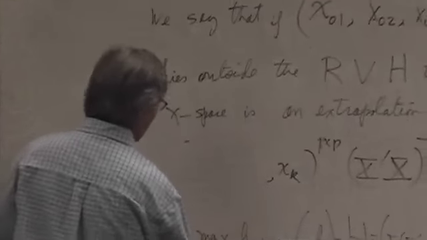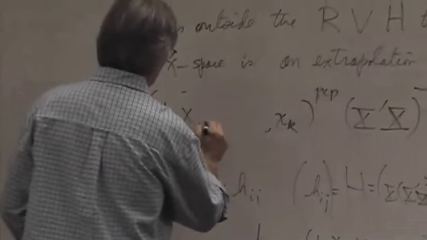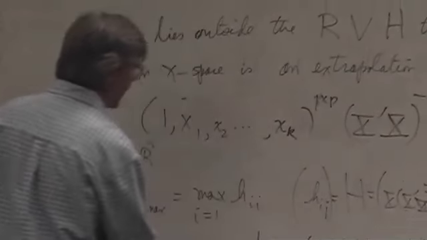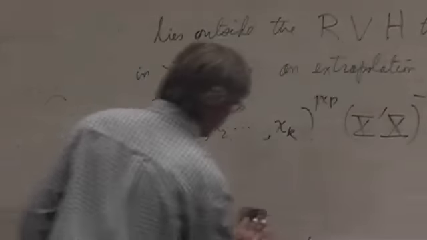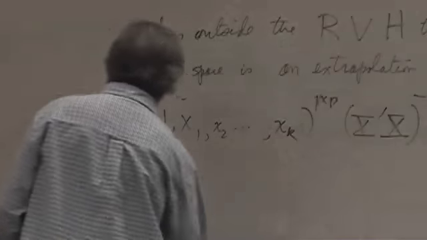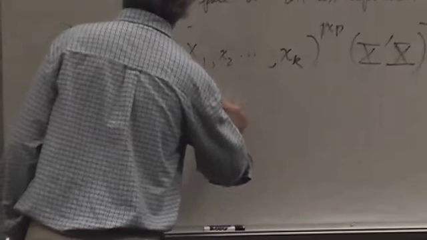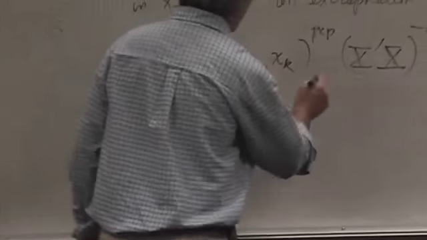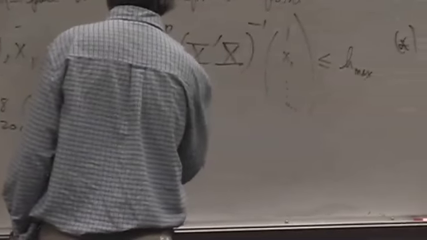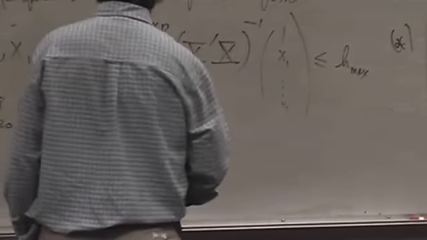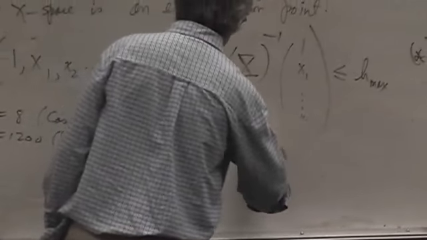So I'm going to go ahead and calculate what I'm erasing here. I'm going to calculate this for the case where x1 equals 8 and x2 is equal to 1,200 feet. This is 8 cases at 1,200 feet, then I'll go ahead and calculate this product, I'll call it H00, equal 1, 8, 1,200. I have to calculate the X prime X matrix, inverted.